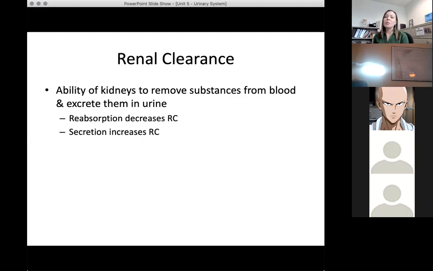In other words, this test can tell you how well a substance gets removed from the blood, gets filtered out of the blood and excreted in urine. If the renal clearance of a substance is high, that tells you that the substance is efficiently excreted from the body. It is removed from the blood very well, and it's excreted in urine.